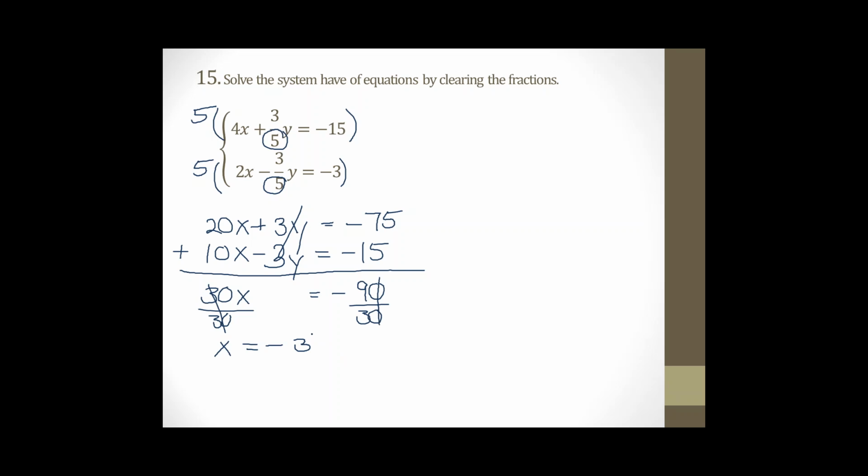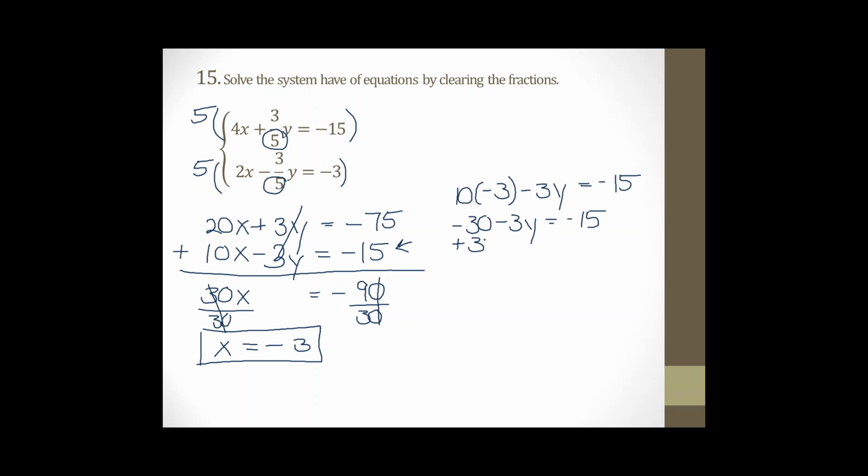Okay, I found my x value, and I am supposed to go back to one of my original equations, but I don't like fractions, so I'm going to choose one of the two equations that I have already cleared the fractions. I'm going to choose the second one because it just has smaller numbers, and I'm going to plug in my x value. So I got 10 times -3 minus 3y, which is equal to -15. 10 times -3, so -30 minus 3y, which is equal to -15.